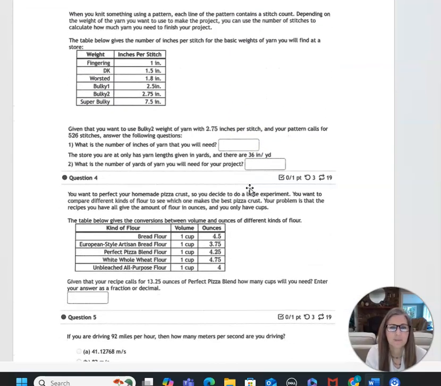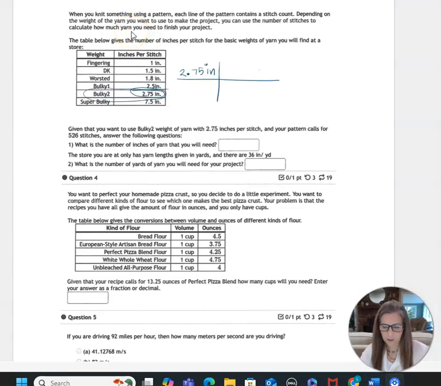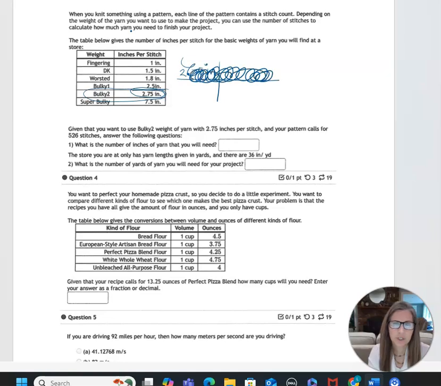Number 3, when you knit something using a pattern, okay, I decided, let's scratch this. I had to pause my video. Let's scratch this. Let's just set this up as a proportion. I know that My Open Math explains some of these as a proportion, so I think this is a good one to set up as a proportion.